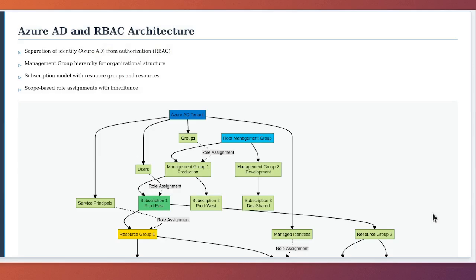Azure AD and RBAC architecture. Azure's Identity and Access Management system is fundamentally different from AWS because it separates identity management, Azure AD, from authorization, Azure RBAC. Understanding this separation is key to mastering Azure permissions.